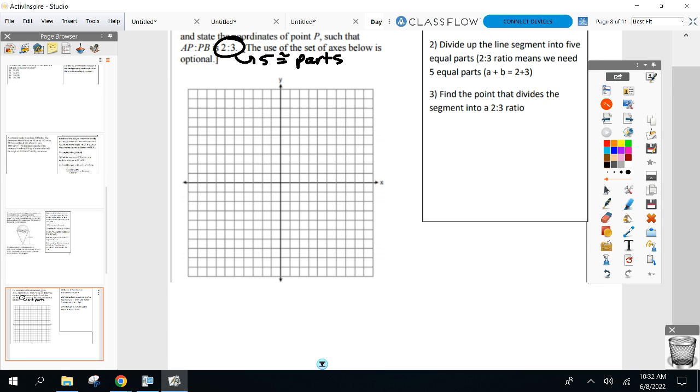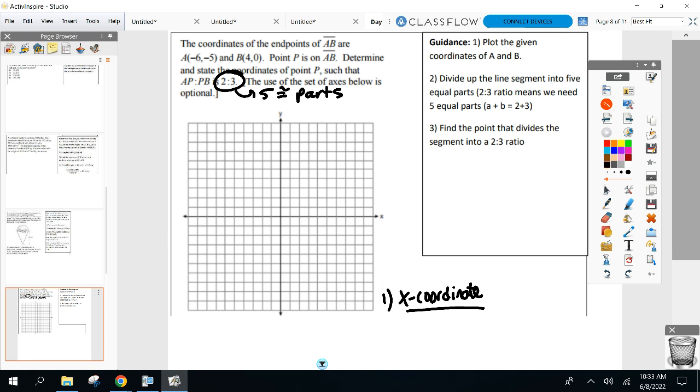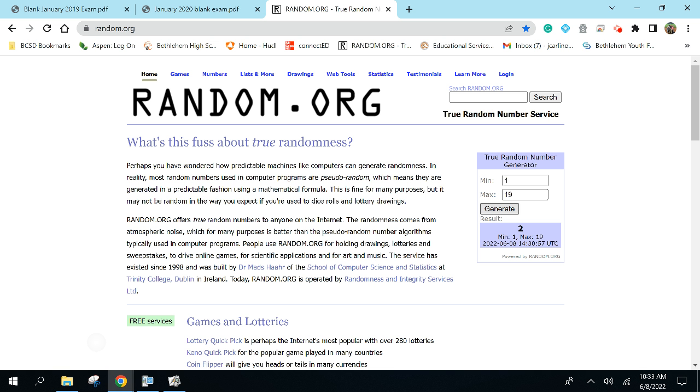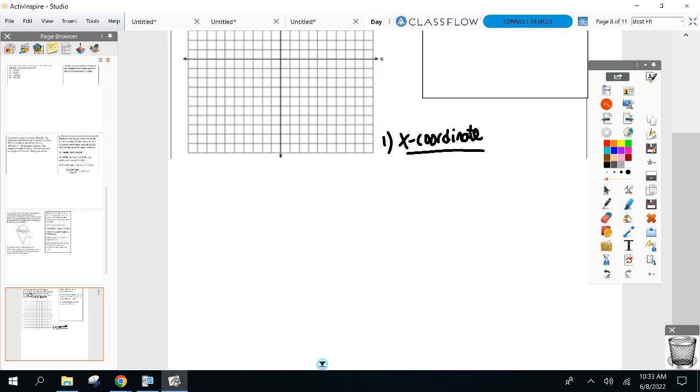All right, here's how I taught it to you. So here's how we're going to review it. First thing we do, we find the x coordinate. What are the x coordinates of A and B? Somebody identify those. -6 and 4. Okay, so what you guys have to figure out in this first step is, what is the distance on the x-axis from -6 to 4? If you counted all the units from -6 to 4, how many units would you be going total?